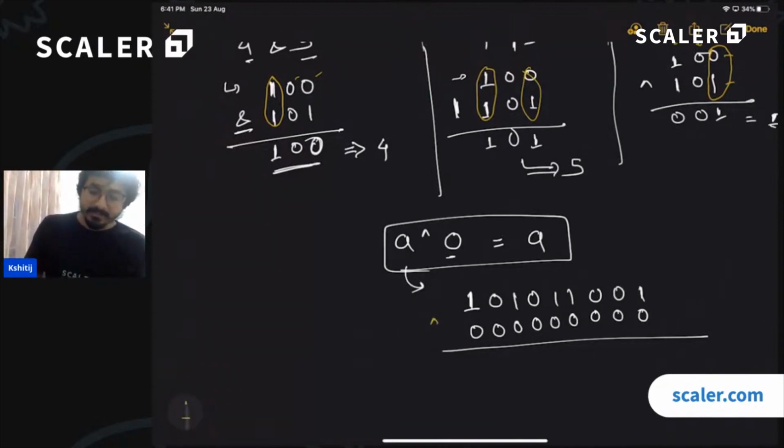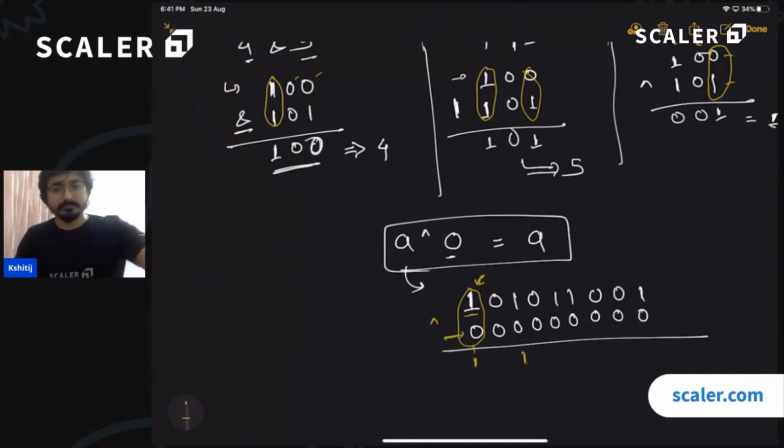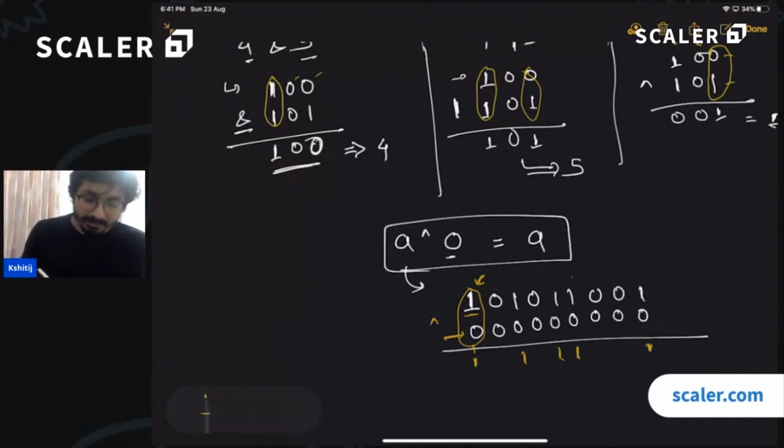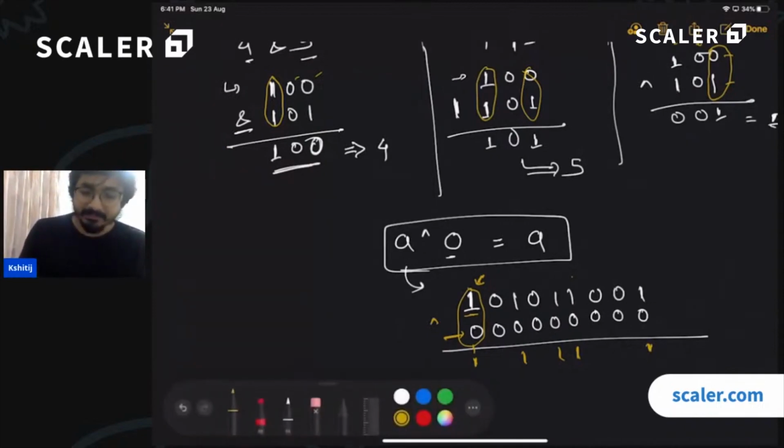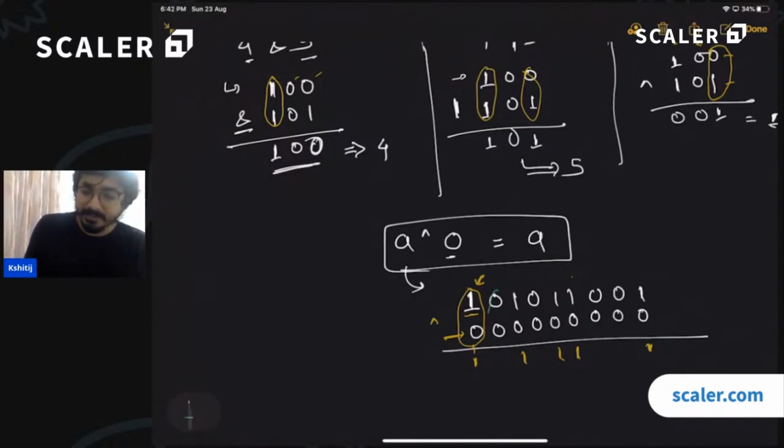Now if I ask you, what if I take the XOR of a with a itself, what should be the answer? XOR of a with a. Again, let us try to represent a in binary form. So let us say that a is a number which can be represented by this random binary string, and the second operand is exactly the same value because the second operand is also a, right?